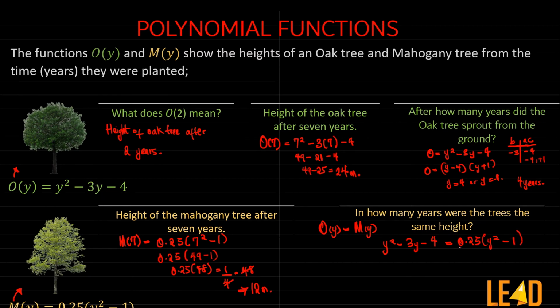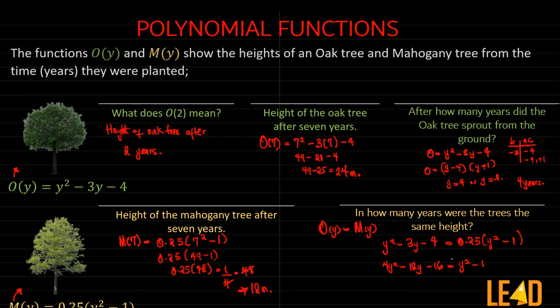Okay, to solve this, I think I would multiply everything here by 4 to take out this 1 over 4 that I have here. I might be lacking for space, so I might have to wipe off and rewrite, so bear with me. This would be 4y squared minus 12y minus 16 is equal to y squared minus 1.